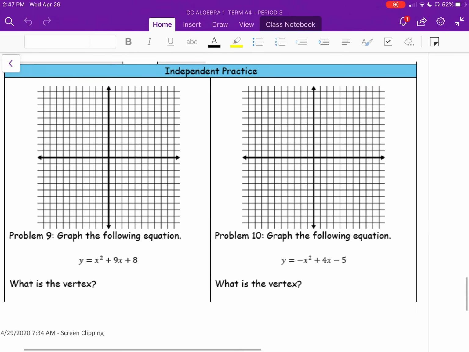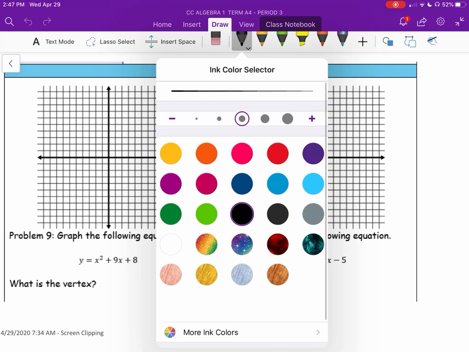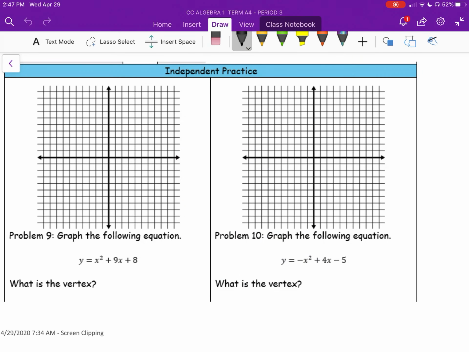Okay, so we are actually going to start with a little trick that I just showed you, which is factoring. We're going to factor this and then see what we can say about the graph. So y equals x squared plus 9x plus 8. If we factor this, we're going to get y equals x plus 8 times x plus 1, because 8 times 1 is 8, and 8 plus 1 is 9.